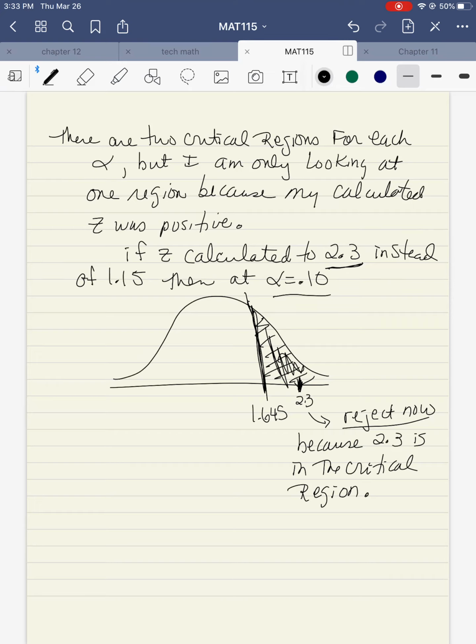There are 2 critical regions for each alpha, but I'm only looking at one region because my calculated z was positive. If z calculated, as an example, instead of 1.15, came out to be 2.3, and I'm still using alpha at 0.1, which corresponds to 1.645, the 2.3 is now in this region. So if it was in the region, I would reject it.